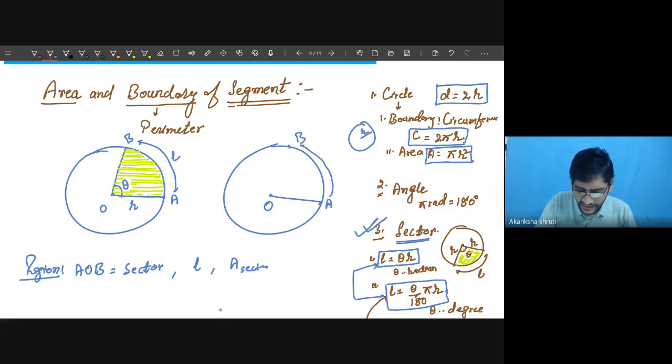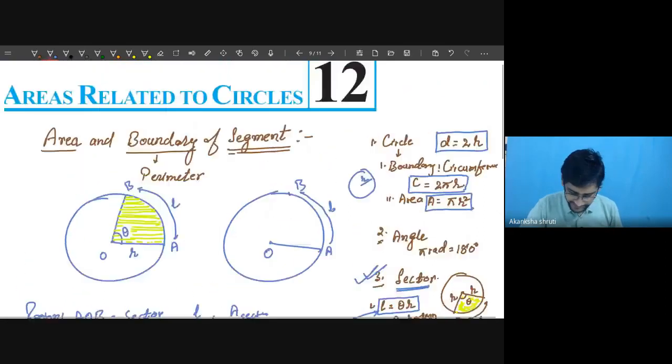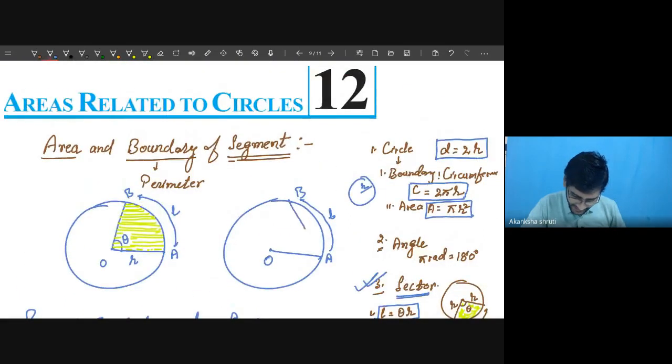The arc length is again L. Rather than joining this B with O, if you join this B with A, means join B and A, AB. So this AB is called a chord. So this is our chord. This is the arc.